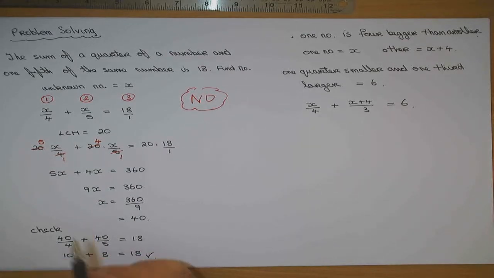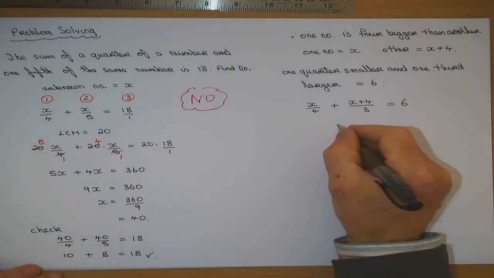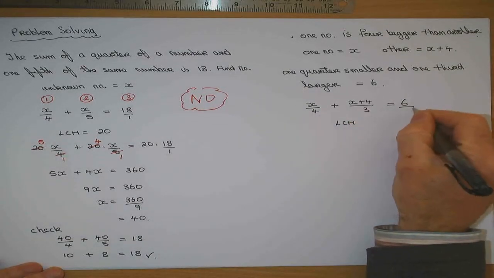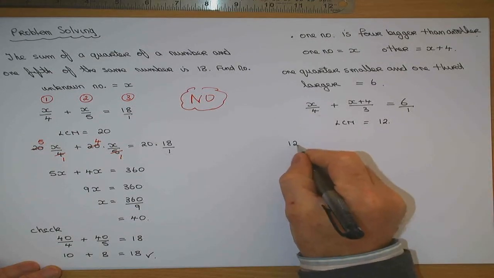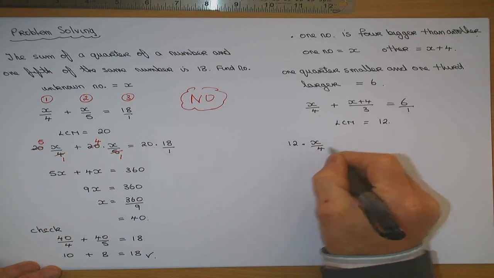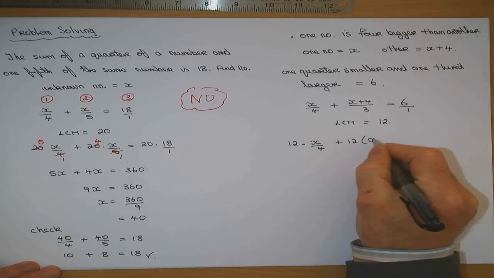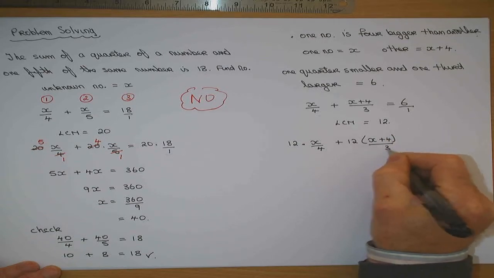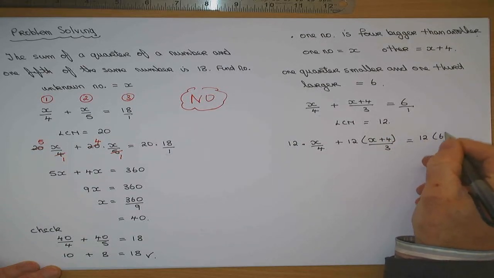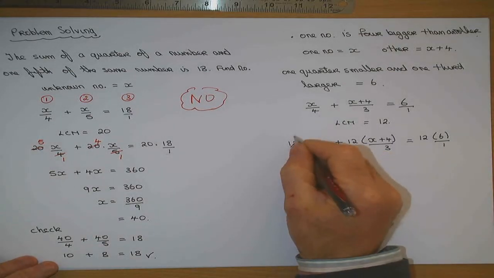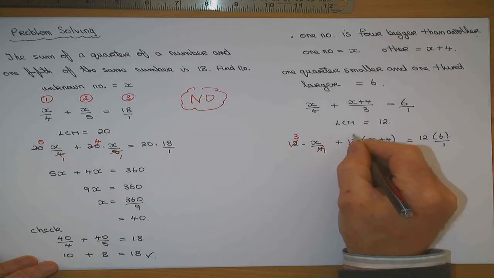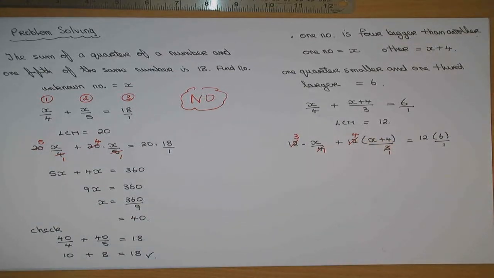Questions? Can I cross multiply? No? Are you sure? So I need an LCM. I'll put the 6 over 1. What's the LCM of 4, 3, and 1? 12. 12 times x over 4 plus 12 times x plus 4 over 3 is equal to 12 times 6 over 1. 4 goes in there once and in there 3 times. 3 goes in once and in there 4 times. Are you surprised now there's no fractions? No, because that's what you set out to do.